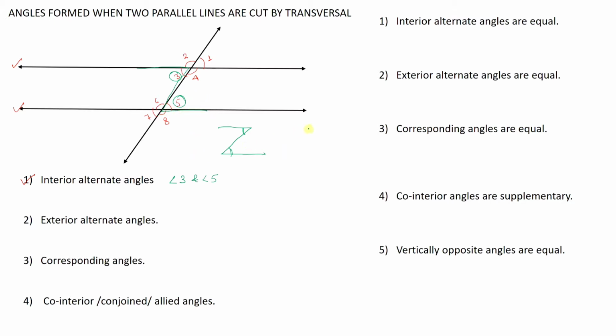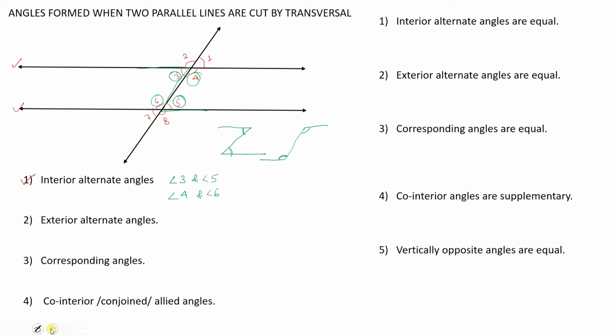Similarly, if a figure like this is formed, then this angle and this angle will be interior alternate angles. So from here, angle 4 and angle 6 are also interior alternate angles, angle 4 and angle 6.